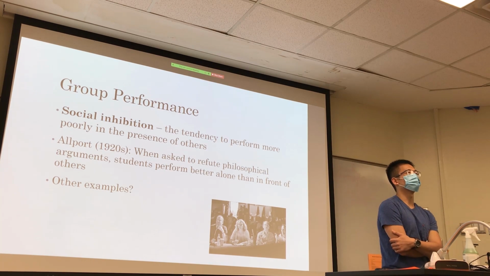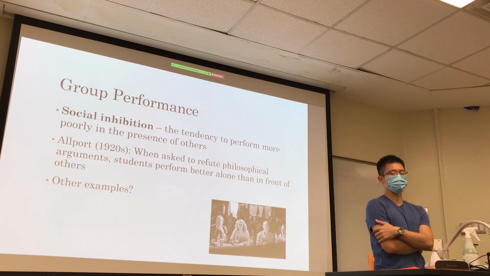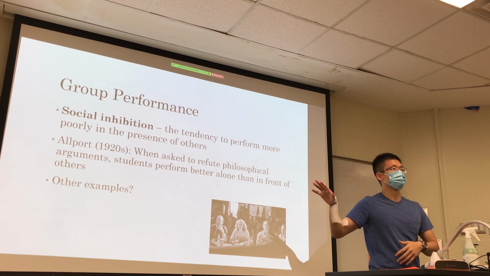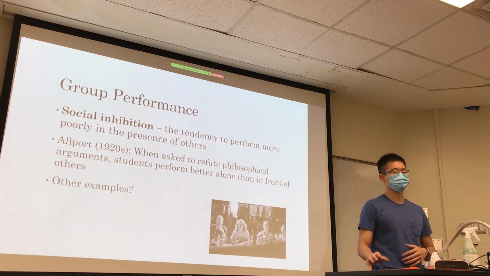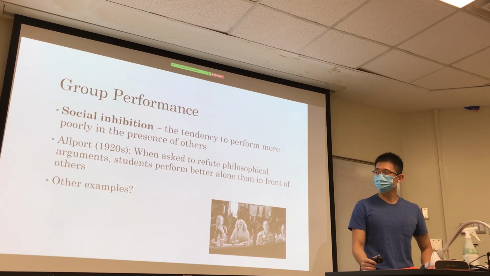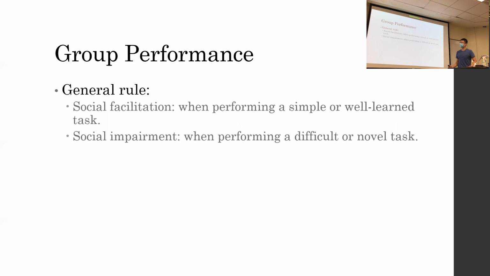Yeah, so if we throw aside previous experience, you said the other group already knew about it, it could be other people watching, and then you see the other group is doing better, and you don't know what to do, and then it kind of inhibits your performance. Yeah, very good. So the general rule is that social facilitation is when performing a simple or well-learned task. But social impairment is when performing a difficult or novel task.